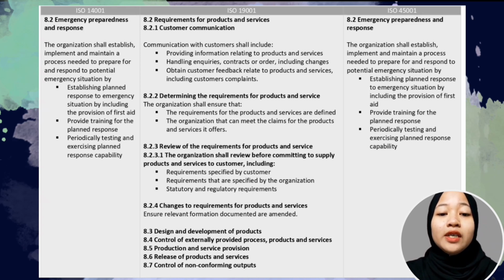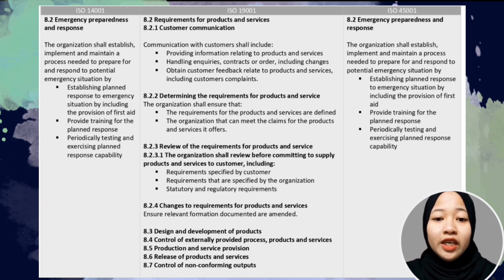And for determining the requirements for products and services, the organization should ensure that the requirements for the products and services are defined, and that the organization can meet the claims for the products and services it offers. For the review of the requirements for products and services, the organization shall review before commencing to supply products and services to customers, including requirements specified by the customer. Next, requirements that are specified by the organization, and lastly, statutory and regulatory requirements. Lastly, changes to requirements for products and services: ensure relevant documented information is amended.